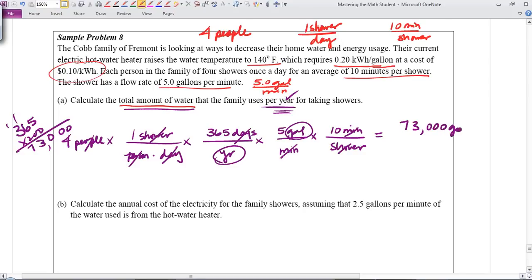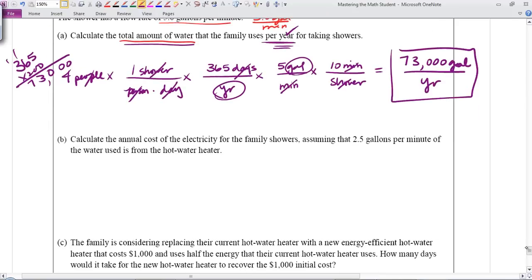73,000 gallons. Sounds terrible, doesn't it? Per year. Hey, but we look good and we smell good. Both of which are important. So 73,000 gallons, I should say, per year.